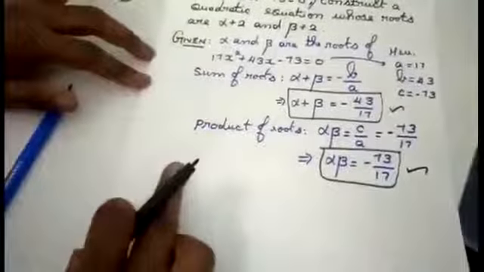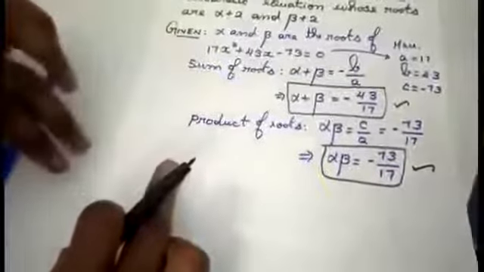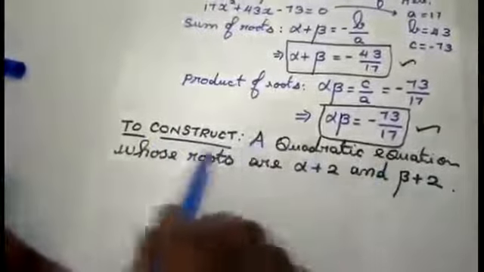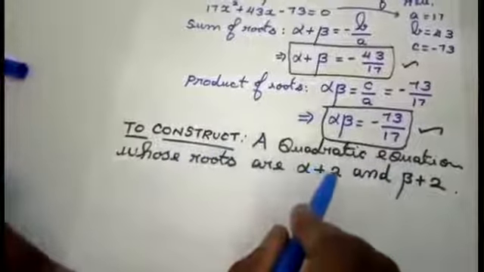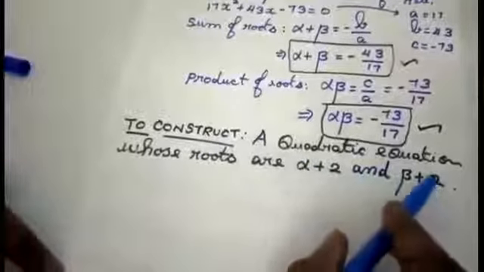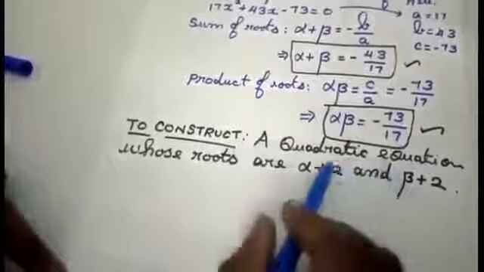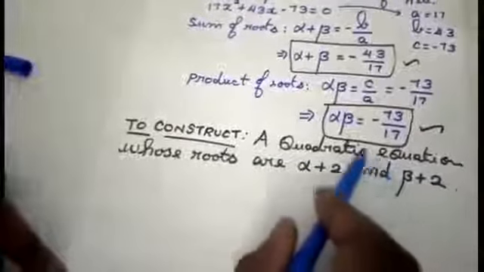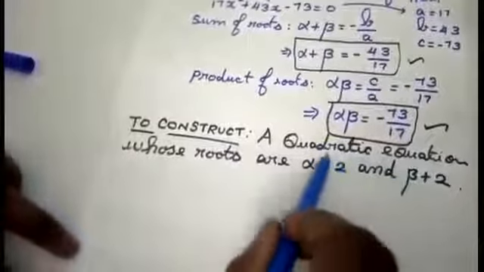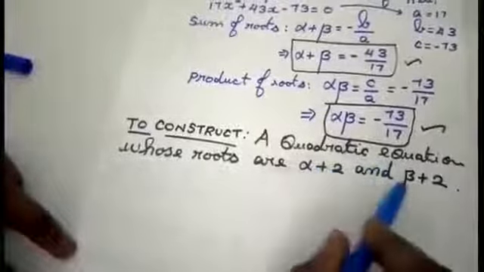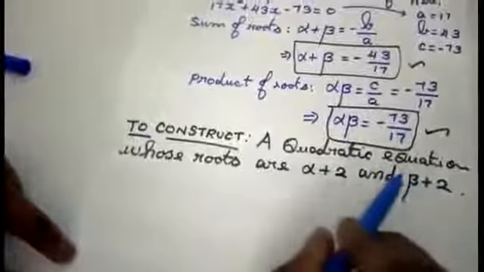This is the first part of the sum. The next part, I am going to construct a quadratic equation. Now we are going to construct a quadratic equation whose roots are alpha plus 2 and beta plus 2. Now they have given you only the roots, that is, only the answer. Using this answer, we are going to construct the question for these particular roots, that is, find the quadratic equation. Alpha plus 2 and beta plus 2 are the two roots given here.